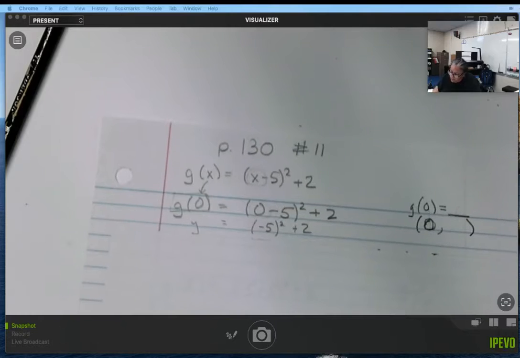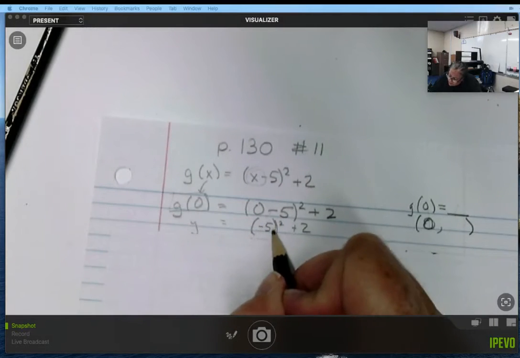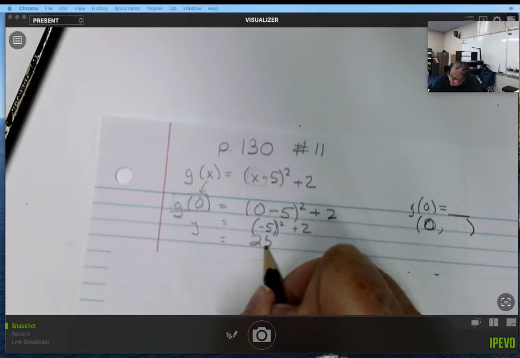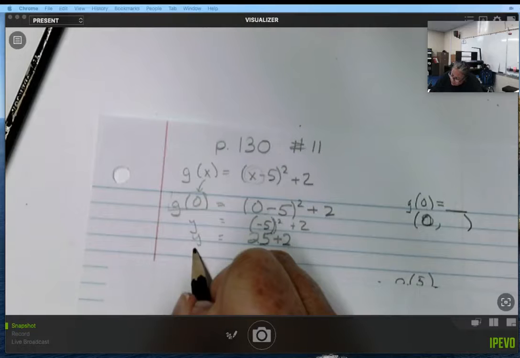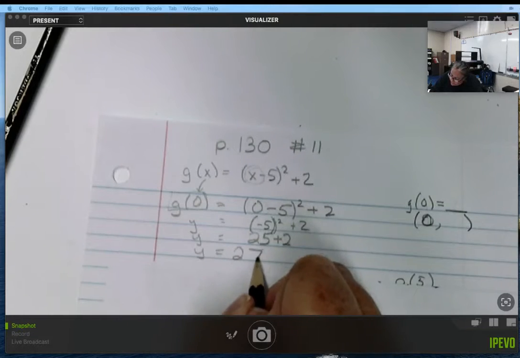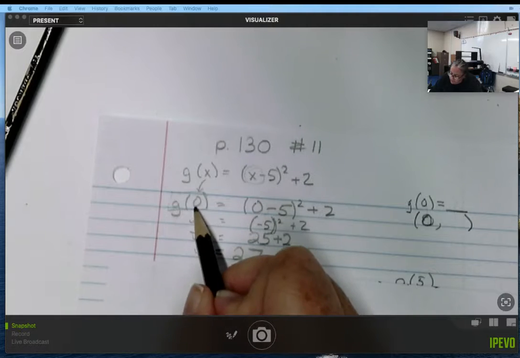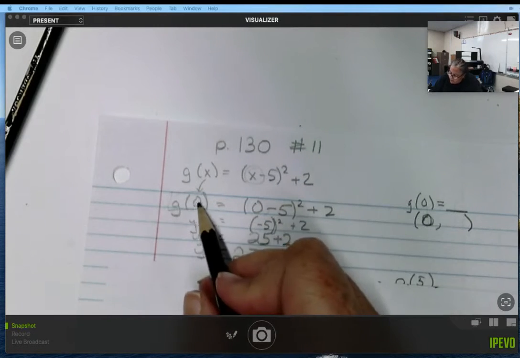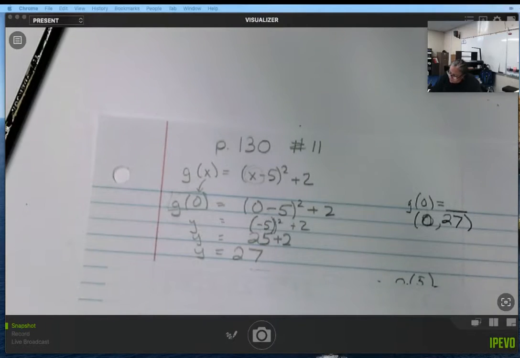And hopefully you got -5 parentheses squared plus 2. By the way, always keep a parentheses around a negative number squared. That's going to equal 25 plus 2. And that means that my y value is going to equal 27. Okay, notice I just substituted a y for g of 0. You could keep writing g of 0 if you wanted. And so now I have an ordered pair 0, 27 that I'm going to be able to graph.